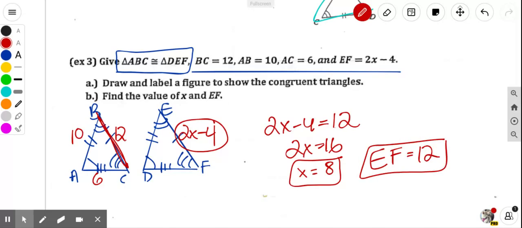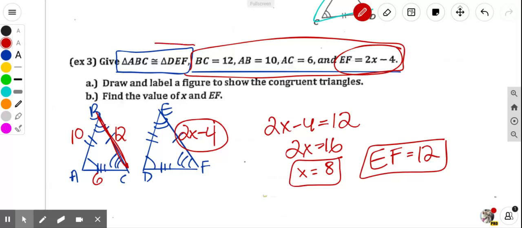Now, how we could have done this without drawing a picture is just look at all of the given information, look at whatever one has a variable, EF, use the order to figure out which one EF is congruent to. EF is last, so is BC. So I could just know that I'm going to set this equal to BC. So you can do it without drawing a picture, but sometimes it's helpful. So that's it for congruent triangles.